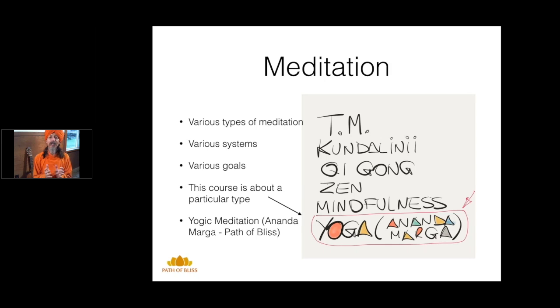So these are various types of meditation: transcendental meditation, Kundalini meditation, Qigong, Zen meditation, mindfulness. But the course that we are doing today, I'm going to talk about a special type of meditation, which is the yogic meditation, and the system is the Ananda Marga, or the Path of Bliss system. So that's what I'm going to present to you.